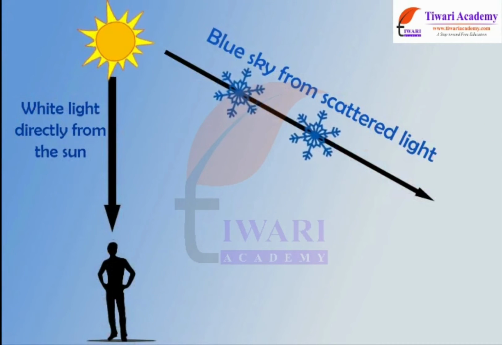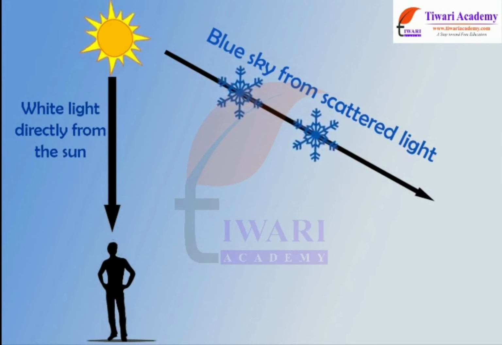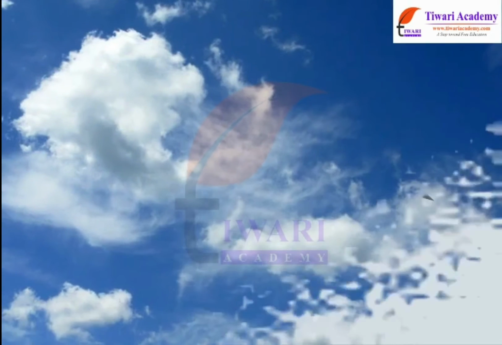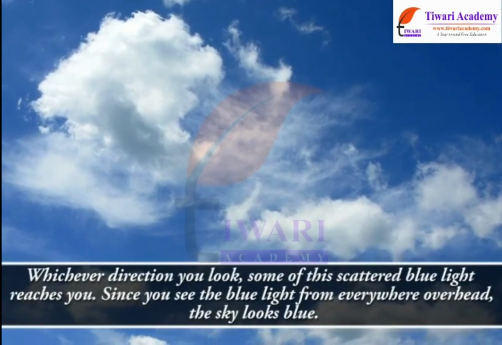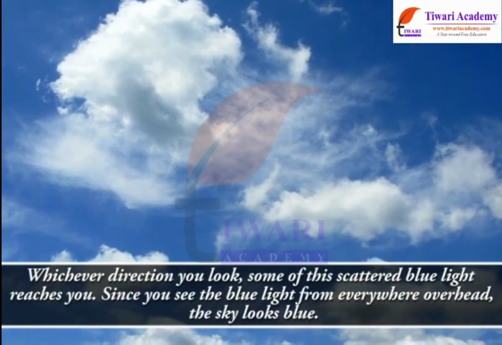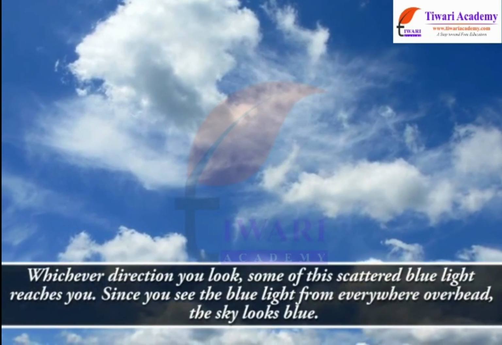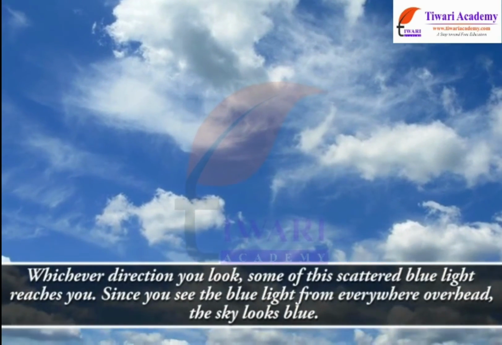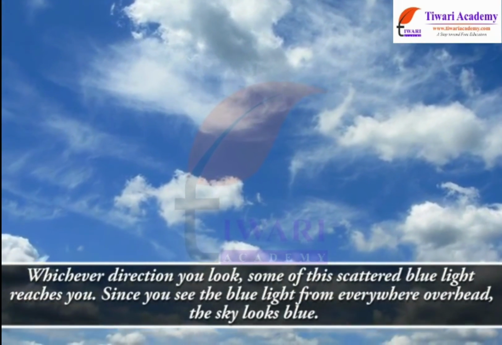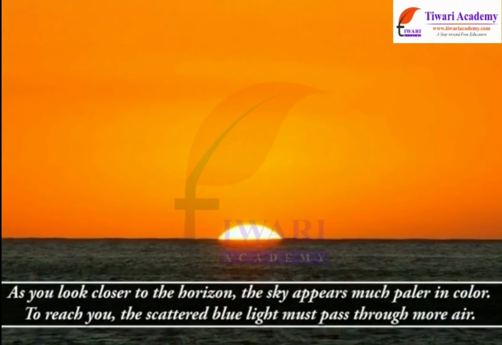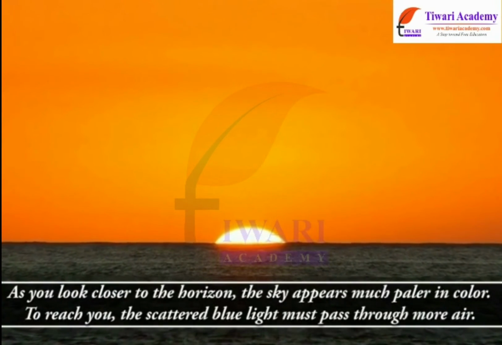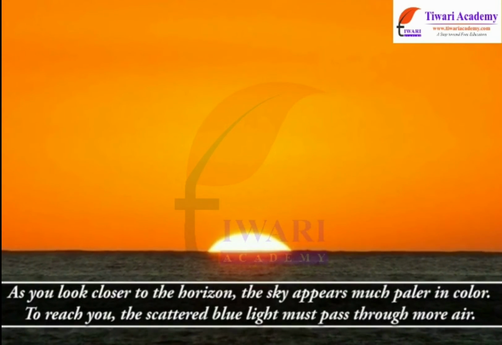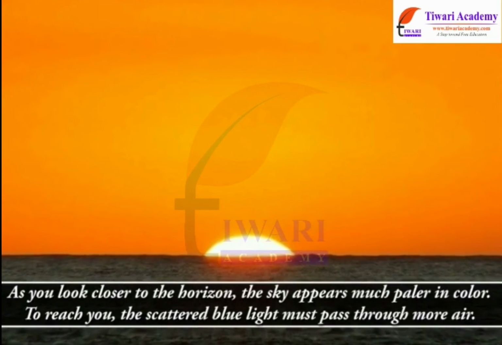The absorbed blue light is radiated in different directions. It gets scattered all around the sky. Whichever direction you look, some of the scattered blue light reaches you. Since you see the blue light from everywhere overhead, the sky looks blue. As you look closer to the horizon, the sky appears much paler in color. To reach you, the scattered blue light must pass through more air.